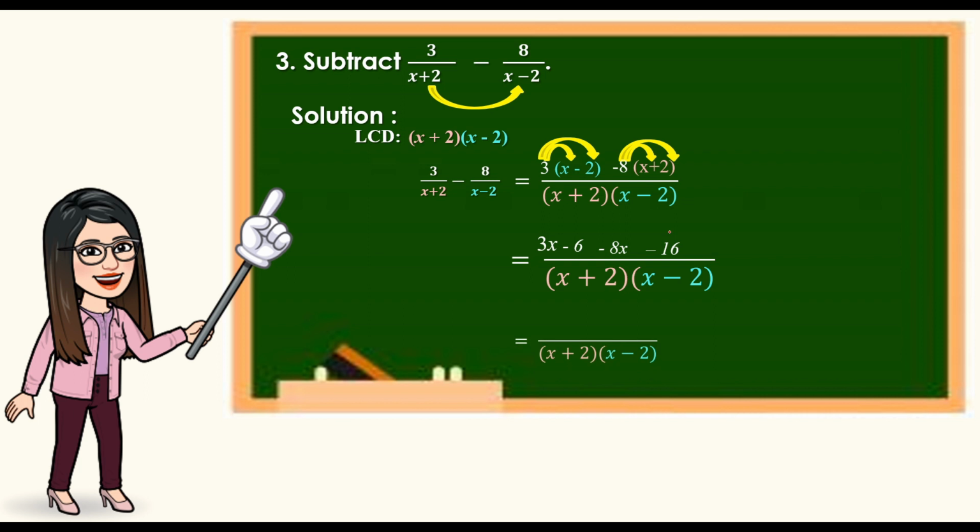Rewrite the given denominator. So like terms are 3x and negative 8x. So we can combine, we can add or subtract. So 3x minus 8x is negative 5x. Negative 6 minus 16 is negative 22. And this is now our final answer.